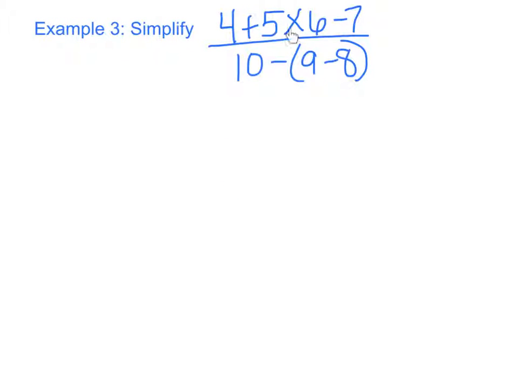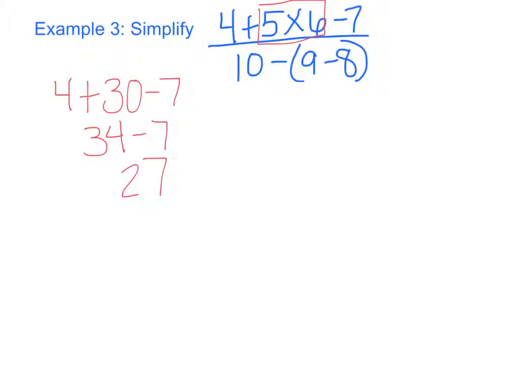In example 3, we're asked to simplify this. This fraction bar is, remember, division. When we're working with division, we have to simplify the top of it, then simplify the bottom of it, then we can finally divide. So let's work with the top first. The first thing we're going to do is work with this 5 times 6. That's order of operations. Multiplication comes before addition. So if we rewrite the top part, it's going to be 4 plus 30 minus 7. Then we add: 34 minus 7. Then we subtract, and we get 27 for the top part of our fraction.